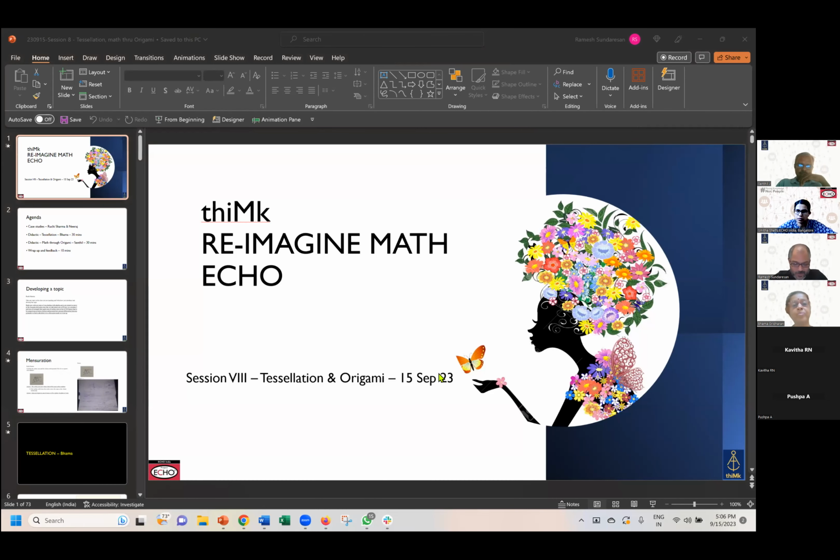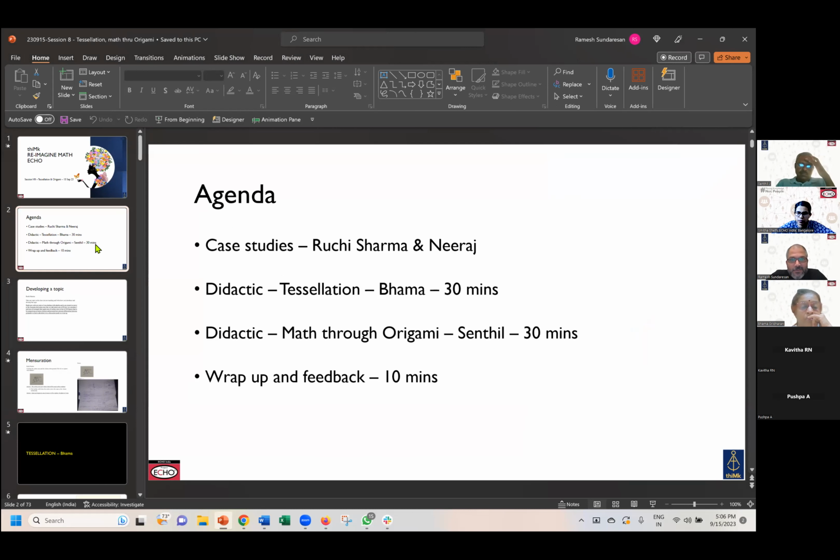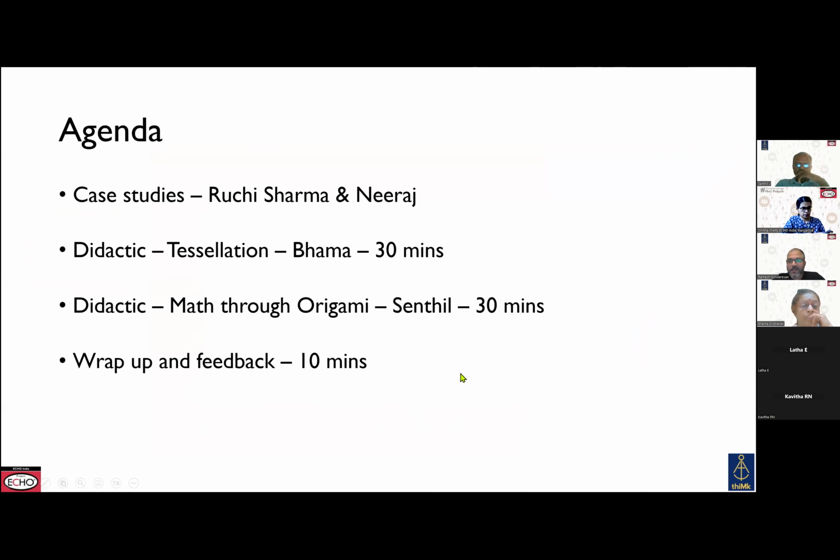We have fairly thin attendance today. Not entirely sure why. Maybe we might want to ask in the group. Okay, so we did have a case presentation which was to be done by Ruchi and Neeraj. And given that we don't seem to be able to find either of them, we will go straight into the part which Bhama will be covering, which is tessellation.